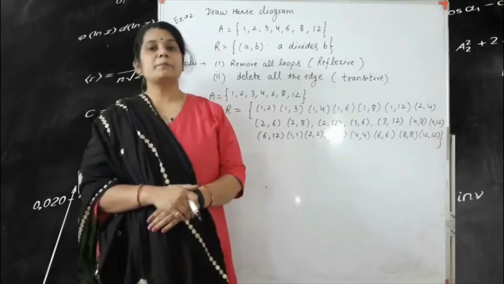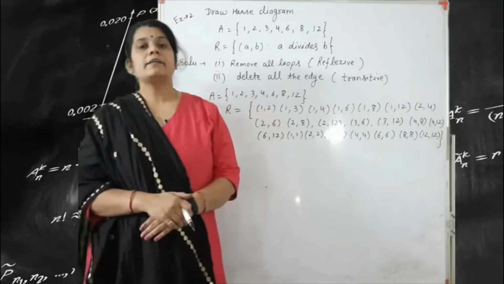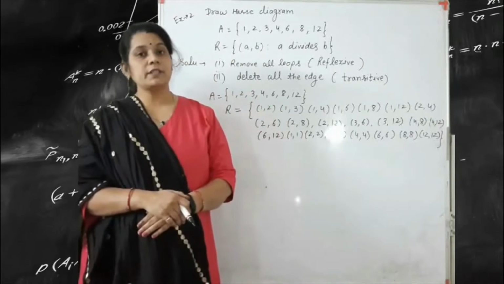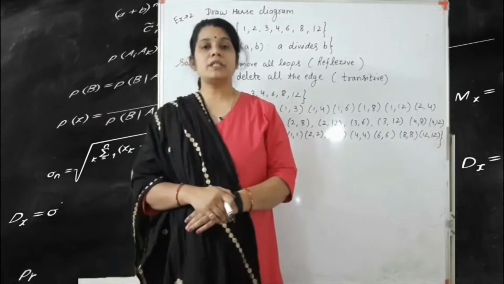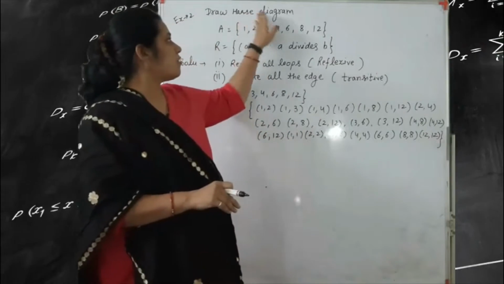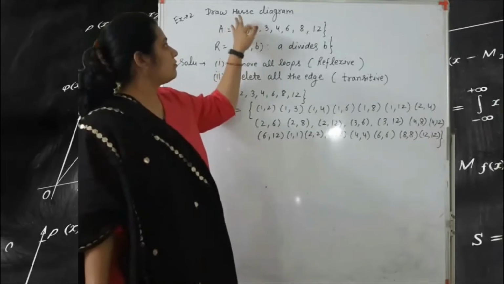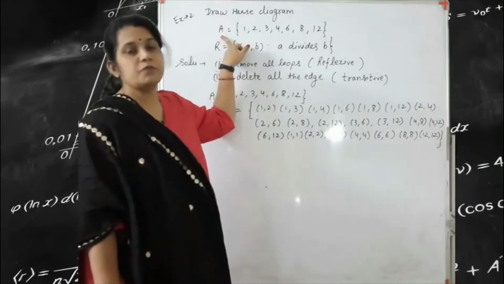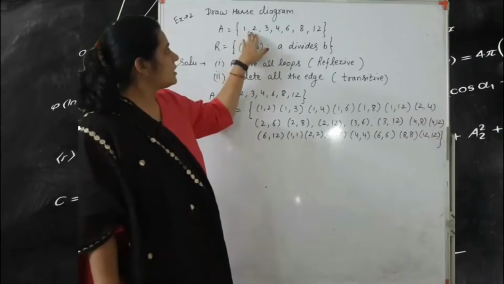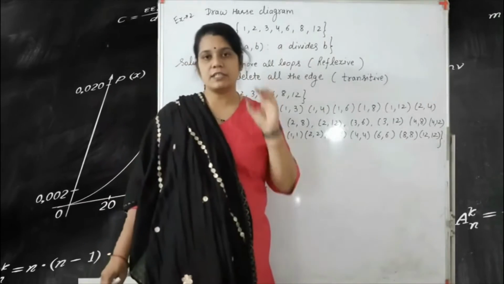Student. Today I am going to take a lecture of discrete mathematics chapter number 3 and the topic is the partial order set. We have already seen in our previous lecture how is the process for drawing the Hasse diagram. Okay, so this is the example for drawing the Hasse diagram. The question is, we are given the set A = {1, 2, 3, 4, 6, 8 and 12}.